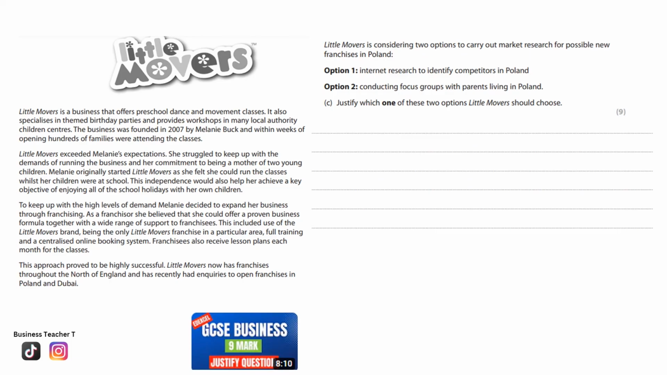On to a 9-mark justify question. Little Movers is considering 2 options to carry out market research for possible new franchises in Poland. Option 1, internet research to identify competitors in Poland. Option 2, conducting focus groups with parents living in Poland. Justify which one of these two options Little Movers should choose.